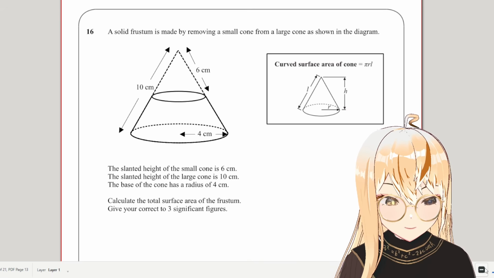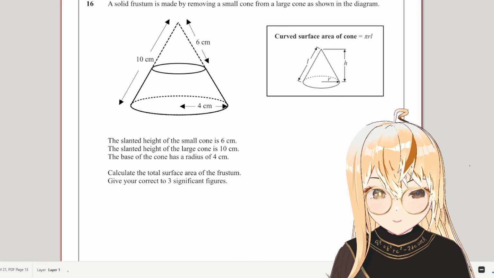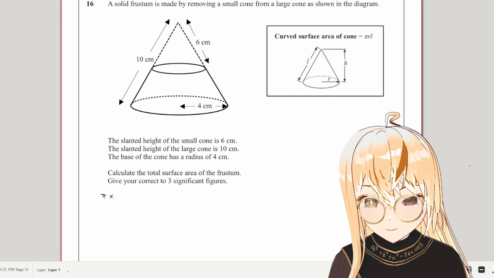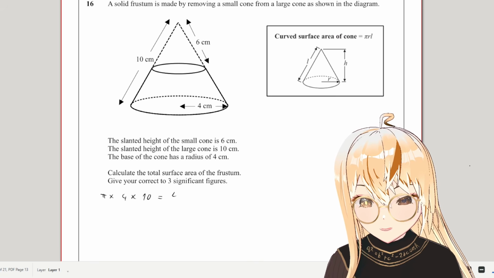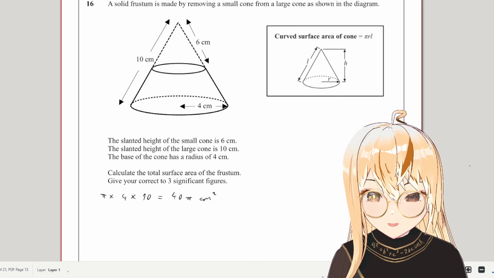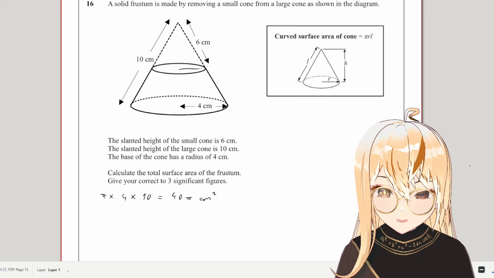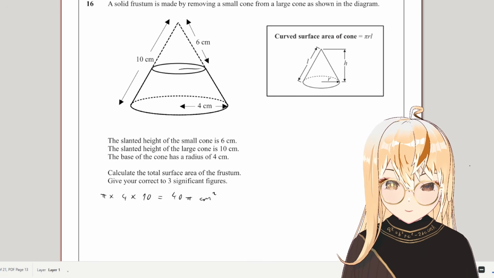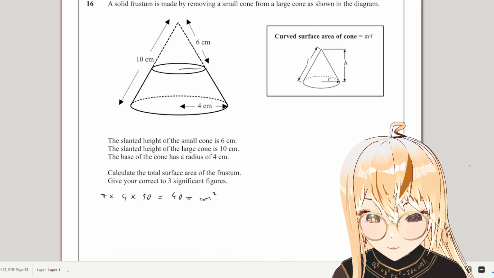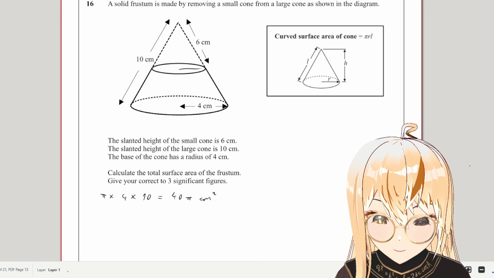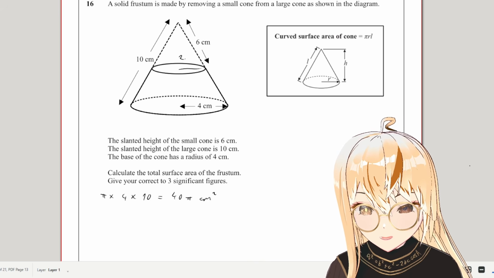Oh, frustums, haven't seen these in a while. So we can just get the curved surface area of the big cone, which would be pi times r times L, which is 10. And that's 40 pi. We want to know the radius of this small cone here. And since the height of the small cone is 6, we know that the scale factor would be 10 over 6, which is 5 over 3. And so 4 divided by that would be 2.4 for this radius.